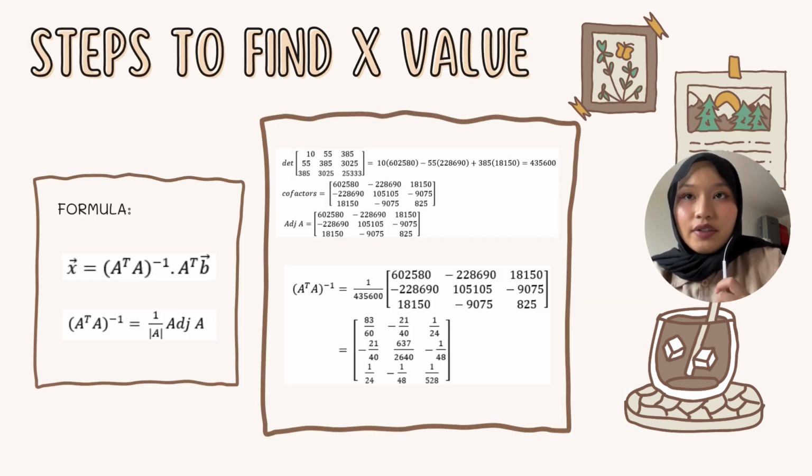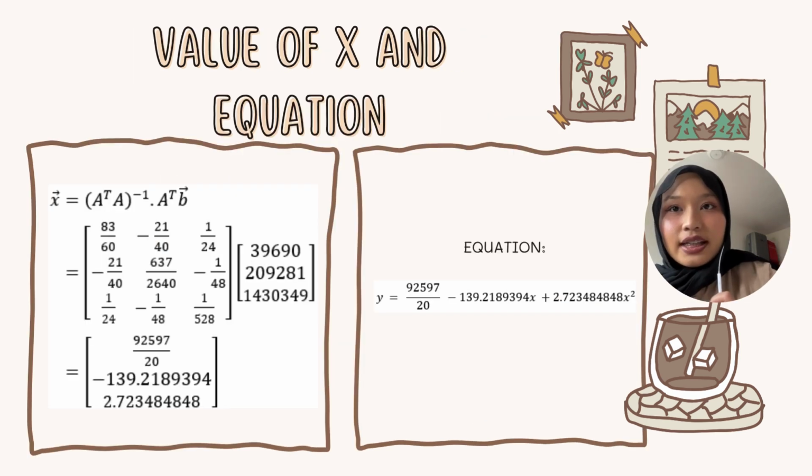Next, after solving the normal system, we need to find the value of X. In order to find the value, these are two important formulas that we have to know. And then we have to find the determinant, cofactor, and the adjugate of A. After we have calculated these three values, we need to substitute it back into the second formula that we have shown above. For the last step to find the value of x, we need to substitute it into the equation for quadratic curve.